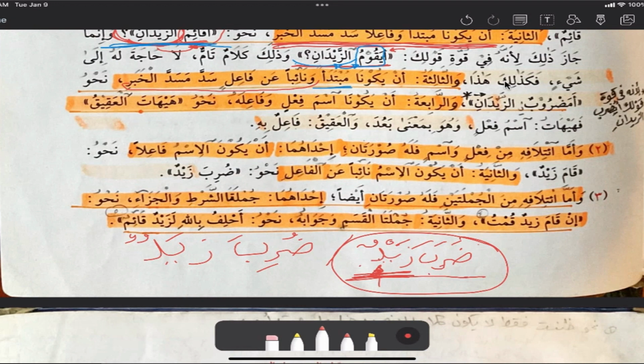He's called fa'il, doer. We're going to call him verbal subject because it's the subject of a verbal predicate. Okay, that's clear. I hope my repetition is not obnoxious.